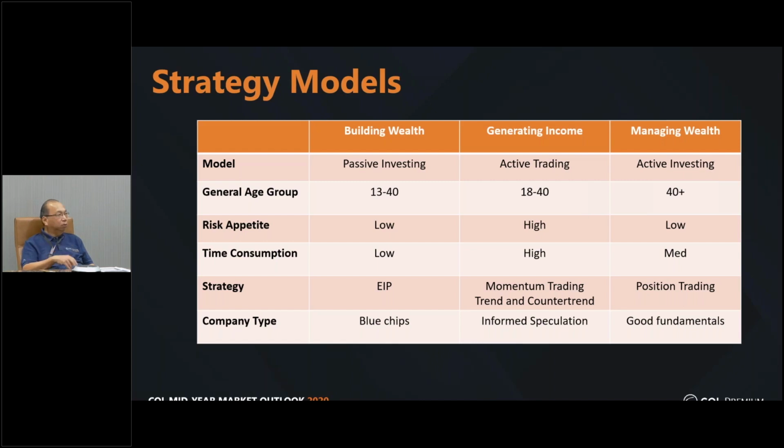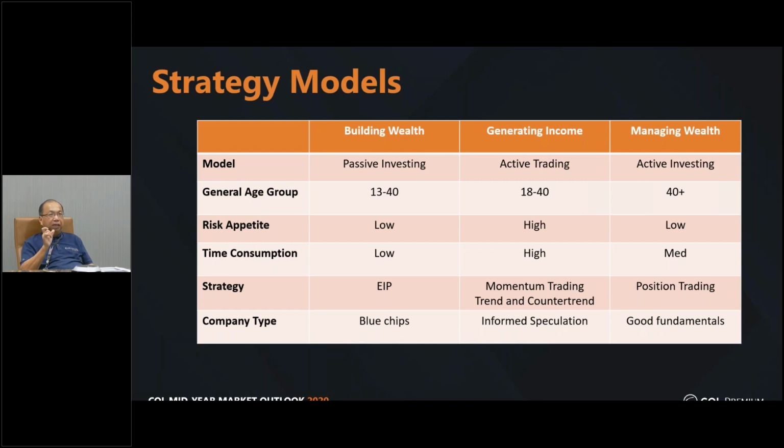Now you have to know how to do asset allocation, to make sure that the stock portfolio is just 20 to 30% of your total portfolio. Because you have to remember, stock is considered a risky asset. It can go up 10, 20, it can go down 40, 50% also, like what happened in March. So the risk appetite is low if you understand it. Time consumption is medium. So strategy is basically understanding when to accumulate, when to sell it also.